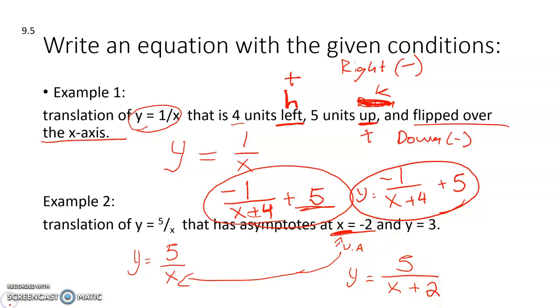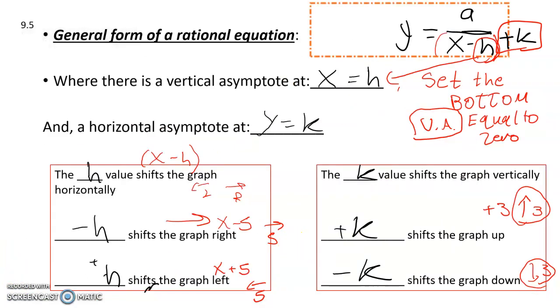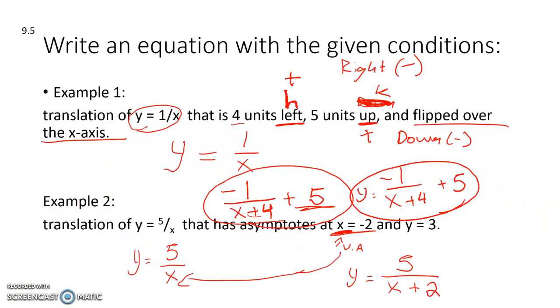Remember, so a little glitch there. So if you want to make sure that that's your vertical asymptote, remember, set the bottom equal to 0. If we go back to here, if I set x plus 2 equal to 0, I'm going to get -2. Okay? And then y equals 3.